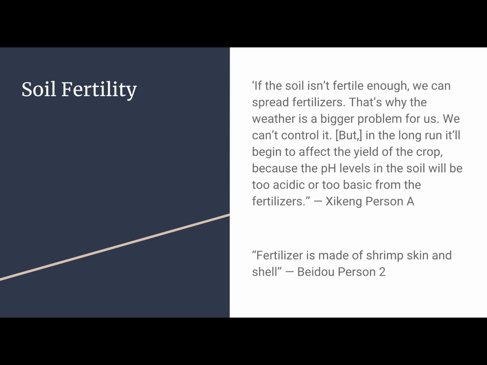However, in Beidou, person 2 has stated that their fertilizer is made of shrimp skin and shell. This form of fertilizer is organic, which will cause less damage to the soil content, as it is all natural. Therefore, we can see that the natural resources in the village of Beidou have provided the farmers with a sustainable working process for fertilizing their soil. This aids in the increase of productivity.